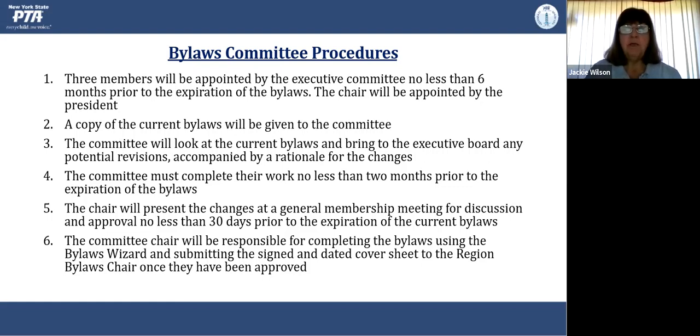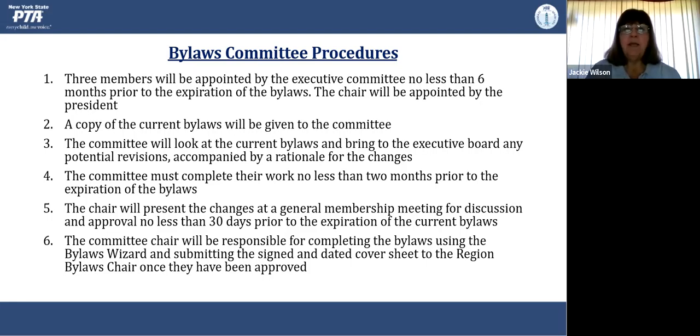This is an extremely important thing, because the person who creates the bylaws on the wizard is the one who will receive the copy of the bylaws for review and ultimately the final copy. So it's important to assign a particular person to that job. And in this case, it could be the committee chair, it could be the secretary, it could be the president.